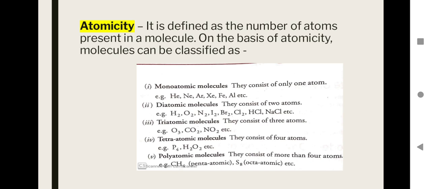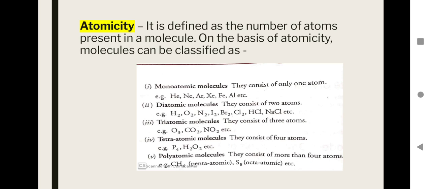What is atomicity? The number of atoms of an element which is present in one molecule of an element is called its atomicity. On the basis of atomicity, molecules can be classified as monoatomic, diatomic, triatomic, tetraatomic and polyatomic. What are monoatomic molecules? These consist of only one atom. Examples are helium, neon, argon, xenon. And metals like iron, which is denoted as Fe, and aluminum, are monoatomic.